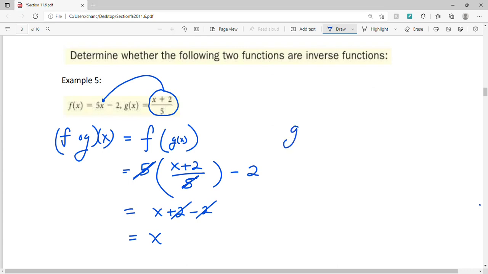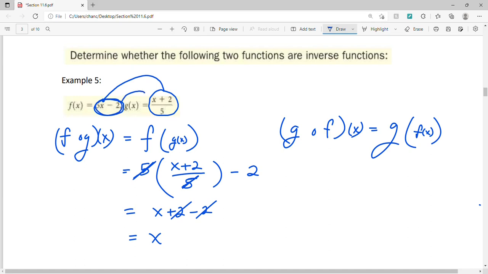Now we have to do the opposite. G of f of x. So this means the entire function g is going to eat the function f. So f is going inside g this time. That means this whole thing gets plugged into the x of the other function. That means we have (5x minus 2 plus the 2) divided by 5. This is the substitution that we did.